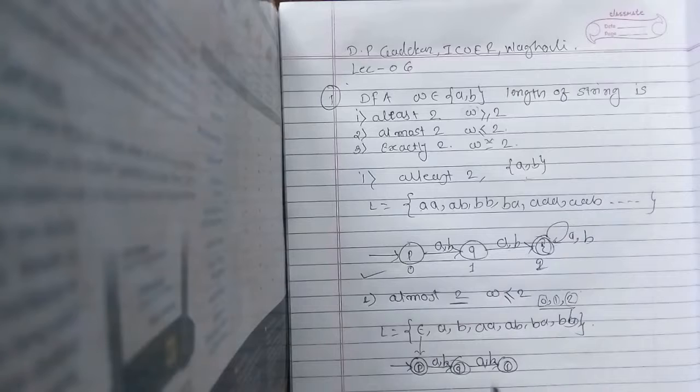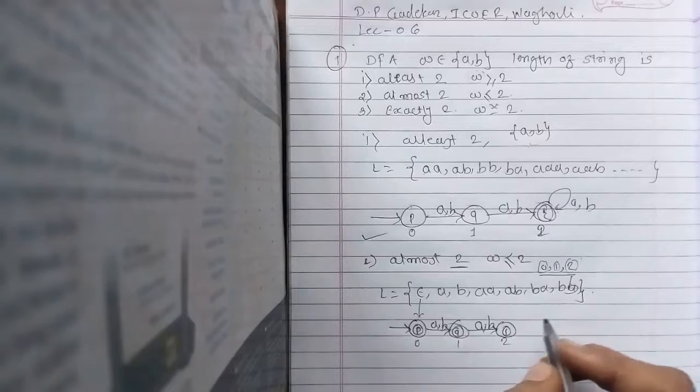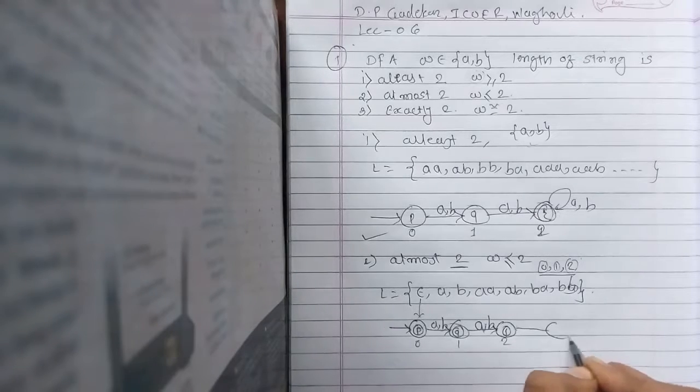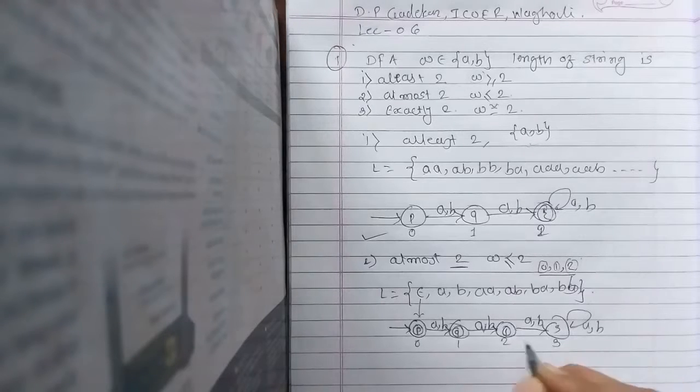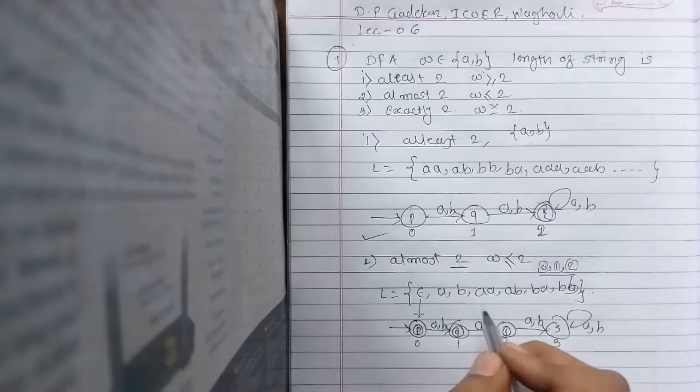So this accepts length of string 0, length of string 1 and length of string 2. But now I require a and b here. If I give a and b, the length of string will be 3 and it should not be accepted, 3 or more. So I'll put a and b to a trap state. So it will not accept lengths 3, 4, 5, 6, 7, 8 and so on. So this is the DFA which accepts strings of length at most 2.